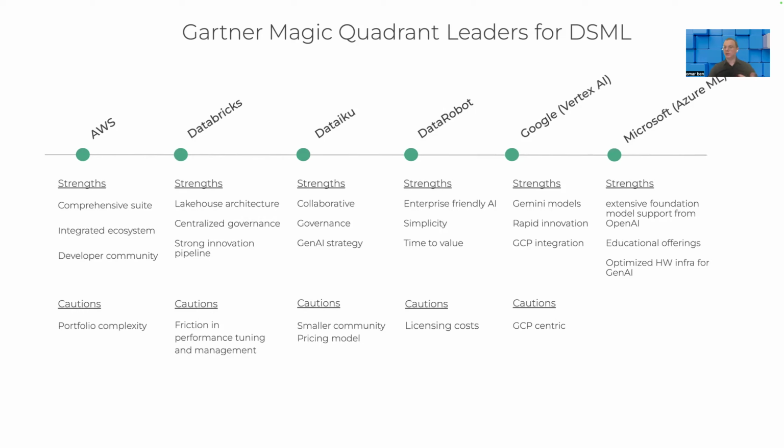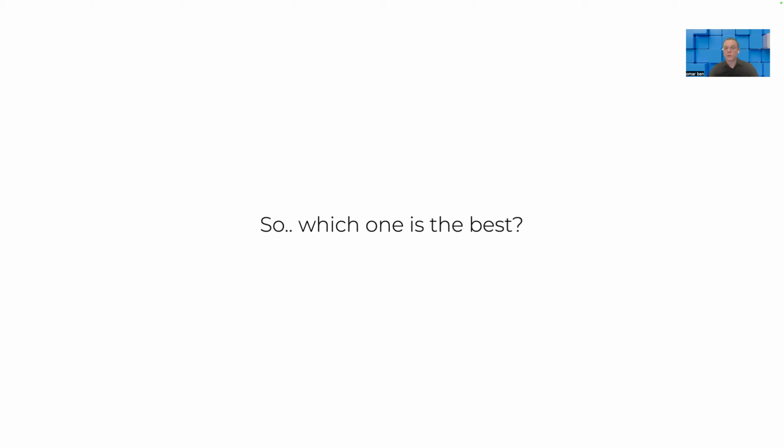And then last but not least, Microsoft with Azure ML, with extensive foundation models and a lot of collaboration with OpenAI, very strong educational offerings, and optimized hardware infrastructure for GenAI. But again, the caution here is portfolio fragmentation and the fact that this is also a very Microsoft-centric solution. So, which of these solutions is the best one?